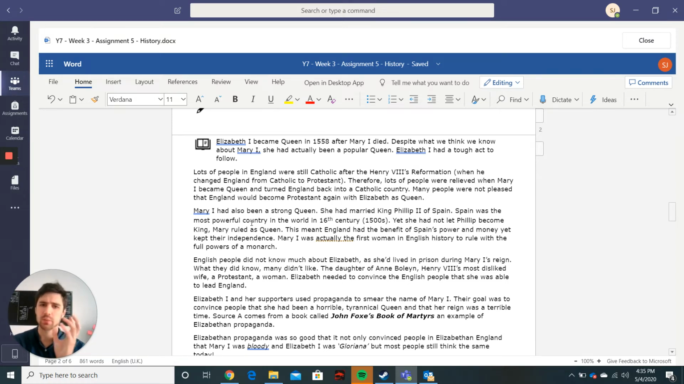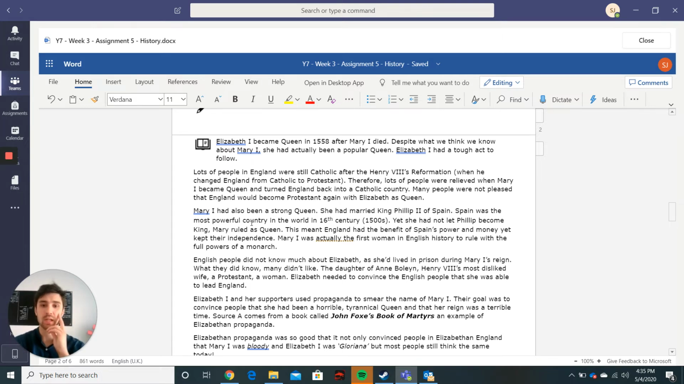Lots of people in England were still Catholic after Henry VIII's Reformation, when he changed England from Catholic to Protestant in the 1530s. Therefore, lots of people were relieved, actually, when Mary I became queen and turned England back into a Catholic country. Many people were not pleased that England would become Protestant again with Elizabeth as queen. So things went back to normal under Mary, and then Elizabeth was changing it again, and some people weren't happy about that. They preferred it Catholic under Mary.